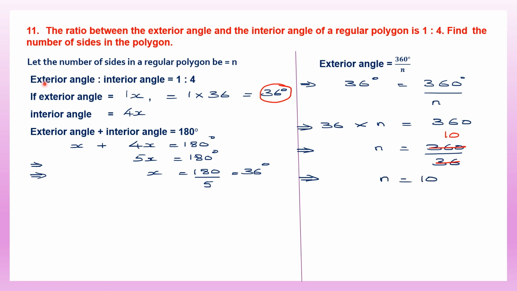And what is n? Look at the first statement. Let the number of sides be n. So we have found the number of sides because that is what we've been asked to find. So what is our final answer? Number of sides is 10. So this is our answer.